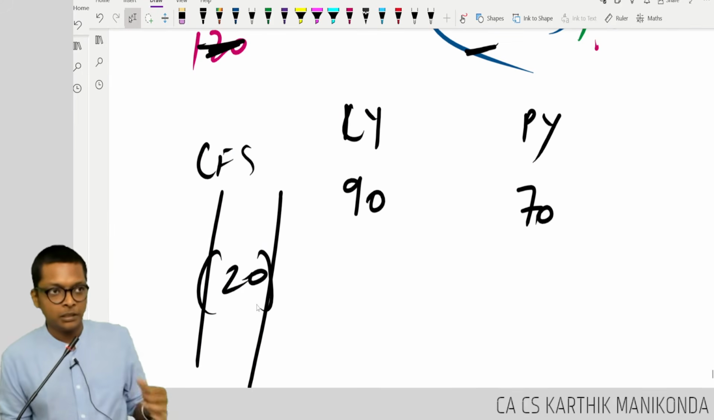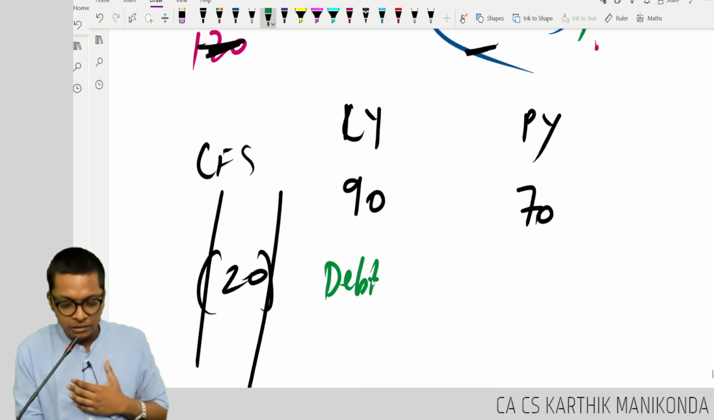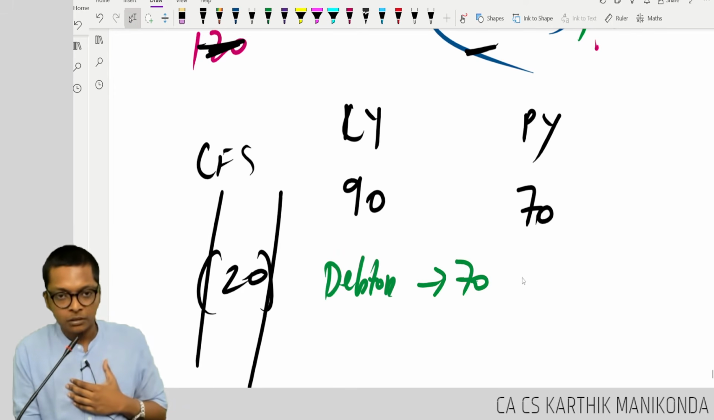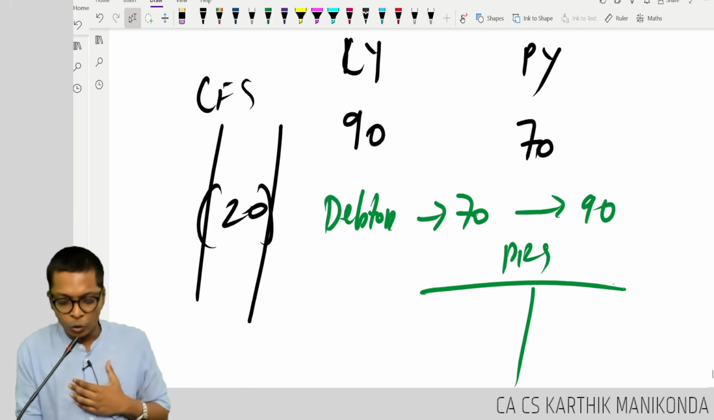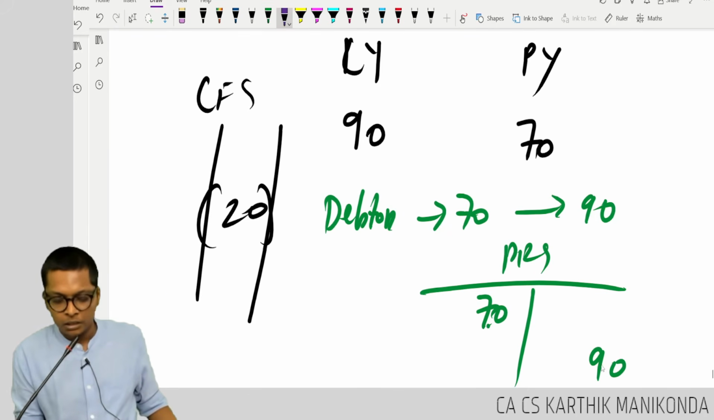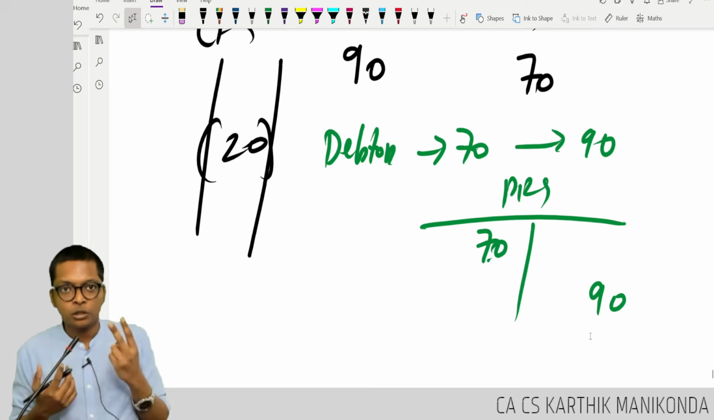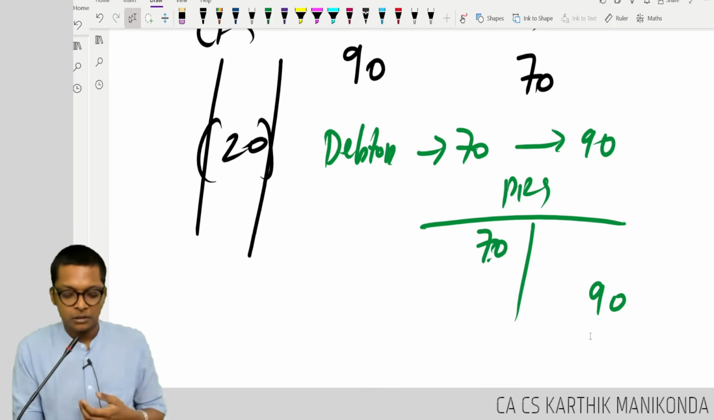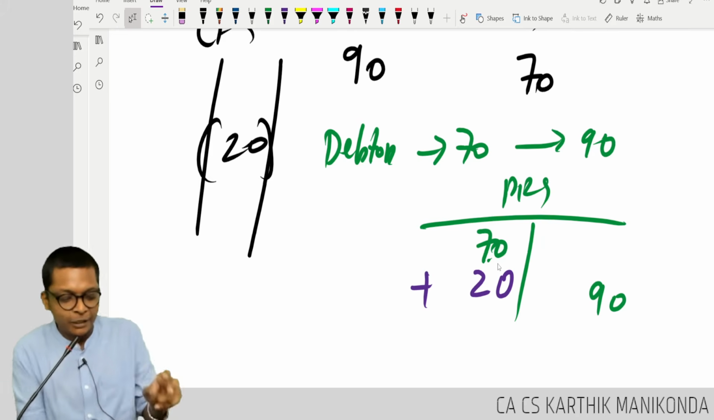The sum is correct, but the logic? How do I know the logic over here? Look at this. Debtors 70 became 90. If I prepare the ledger account, debtors opening balance is 70, closing 90. How did it increase? Debtors increased by 20. That means current year sales include credit sales of 20. So I have to minus.